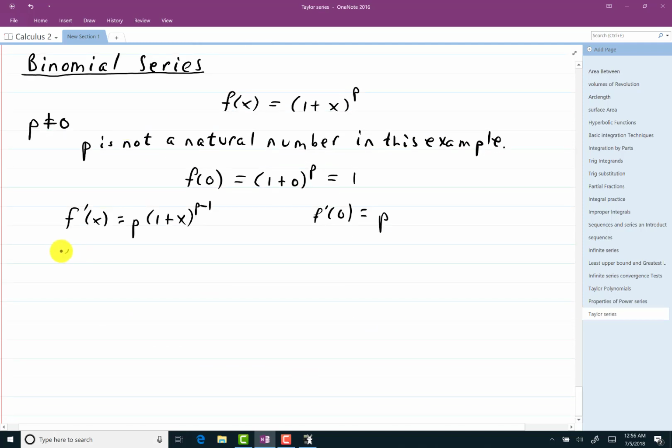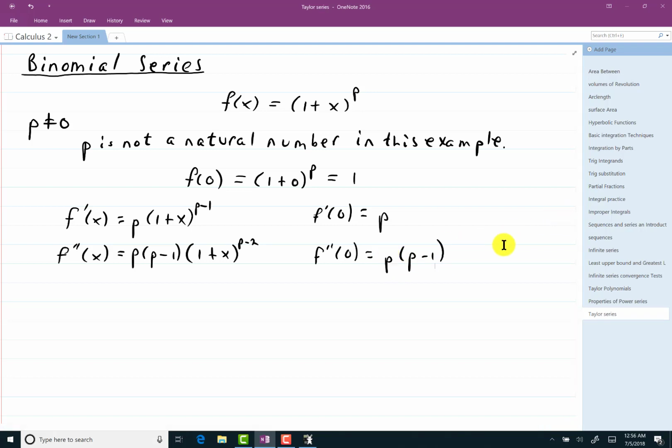And then f double prime of x equals p times p minus 1 times 1 plus x to the p minus 2. And then when I plug that in, I'm going to get p times p minus 1. Please do not feel the urge to multiply this out. You'll miss all of the important patterns that we'll be needing to use to make the series.